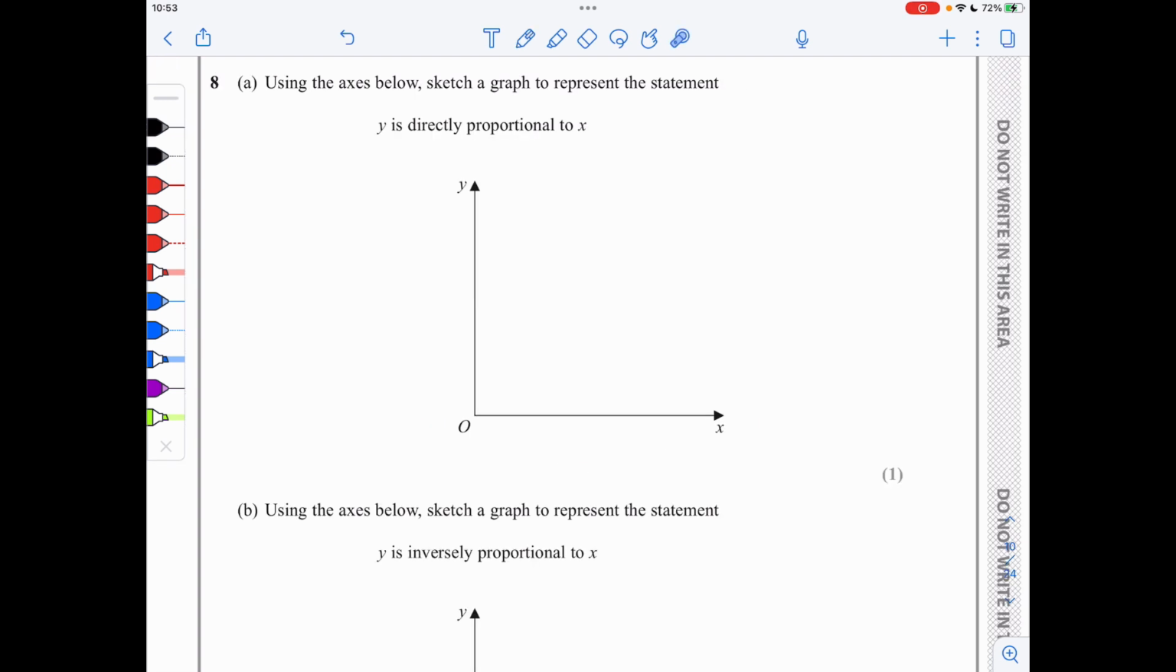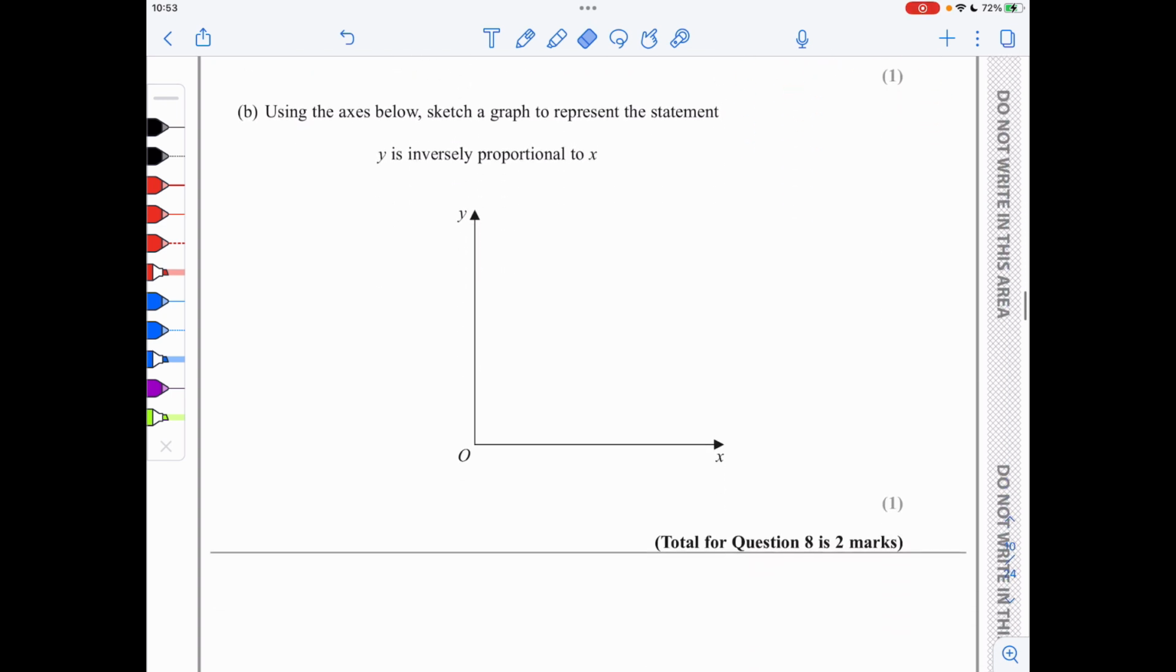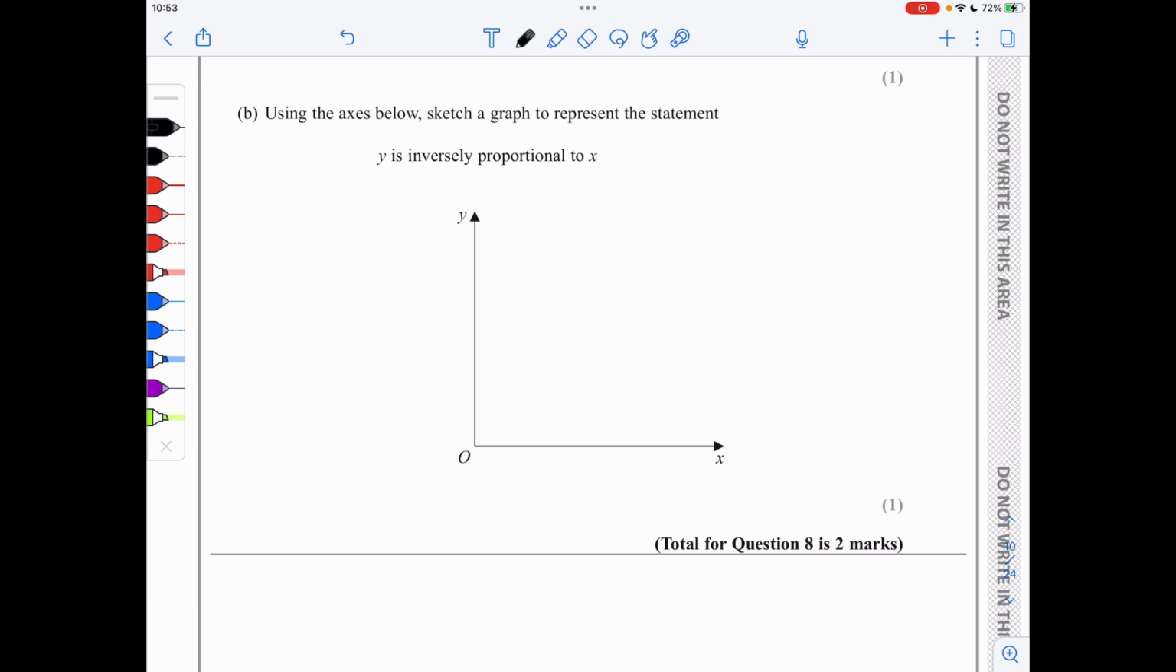In question 8, part A, we need to sketch a graph representing y being directly proportional to x. We know that this should be a straight line, and in addition it should pass through the origin. So we're looking for a straight line that passes through the origin. And then in part B, we need to show inverse proportion. So this will be a reciprocal graph that looks something like this. So as x becomes progressively larger, then y drops, and similarly as x becomes smaller, y increases.